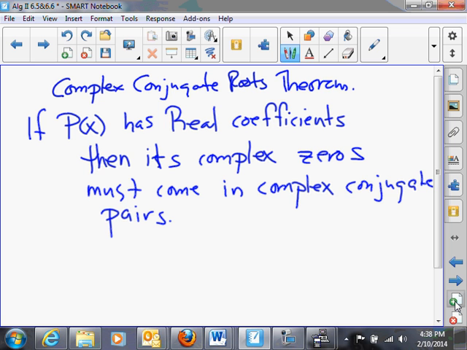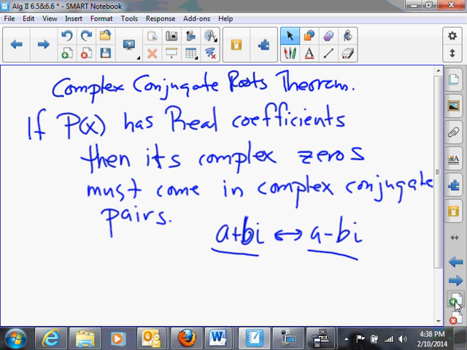Now, complex conjugates are complex numbers in the form a plus bi and a minus bi. In other words, if you have a polynomial with real coefficients, and you know a plus bi is a zero of that polynomial, then you know that a minus bi has to also be a zero of that polynomial, and vice versa. If you know a minus bi is a zero, then a plus bi has to be a zero as well, as long as the coefficients of your polynomial are real.